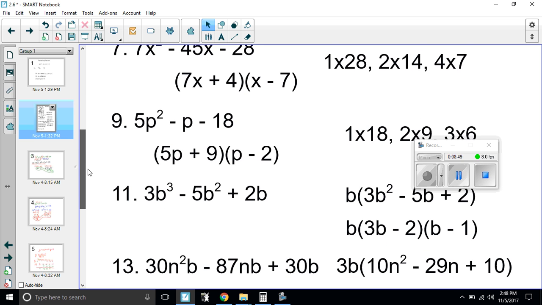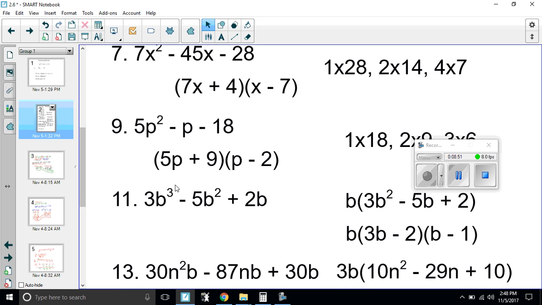Move on to 11. You might say, well, hold on, that's not a quadratic expression. And you're right, it doesn't look like it is. But as you look closer, notice they all have a b in common. So we can factor that out. It's called factoring out the greatest common factor. So we factor that b out, which is the greatest common factor, and we're left with 3b squared minus 5b plus 2. So same kind of situation here.